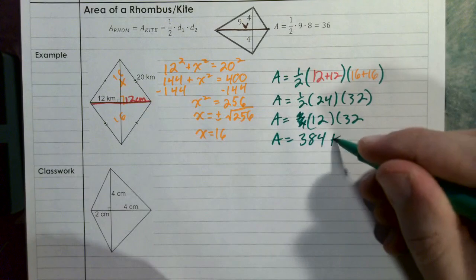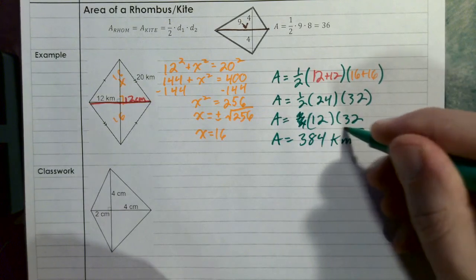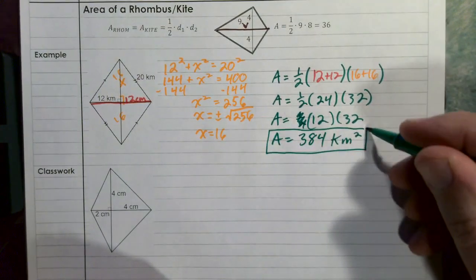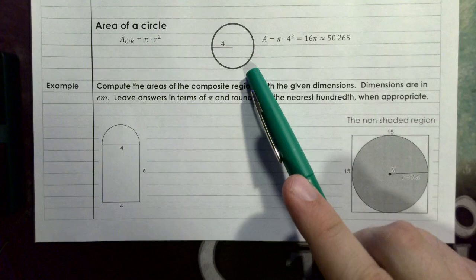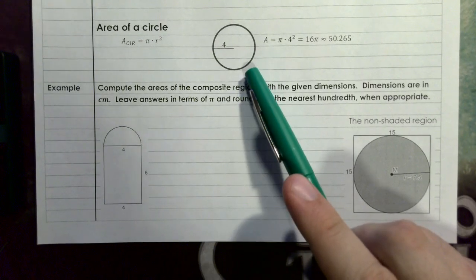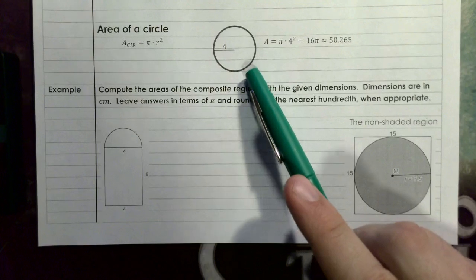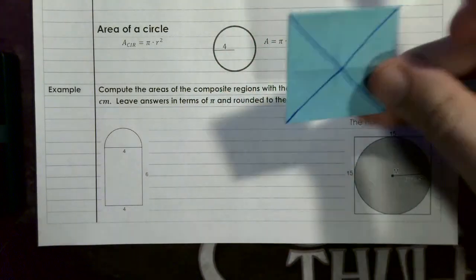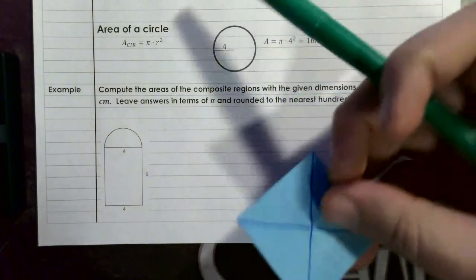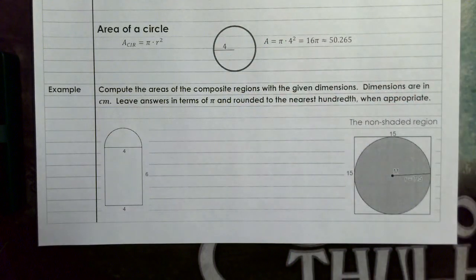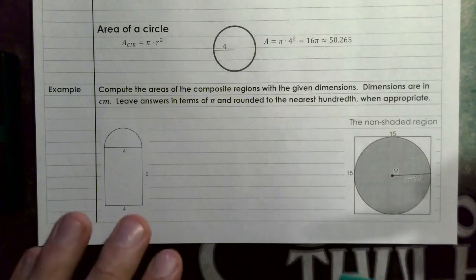So I want to make sure that this is kilometers squared because I'm talking about area. Area will use squares. Now I don't have a sticky note circle thing because it's actually been proven that you can't square a circle. So I can't unfold a square somehow and turn it into a circle. That's just mathematically impossible.